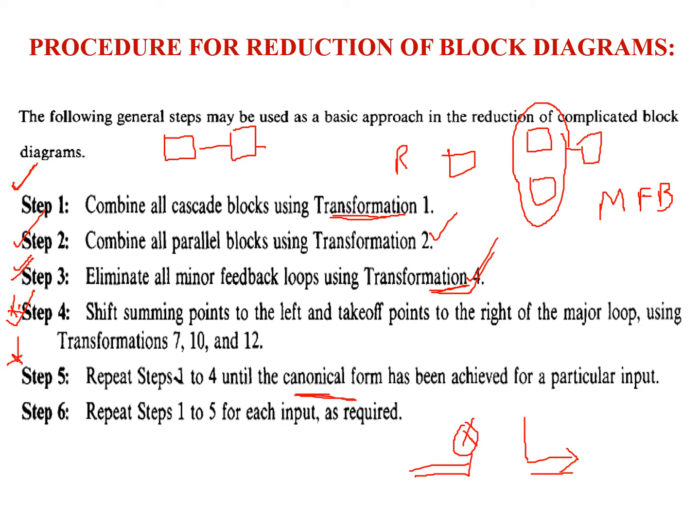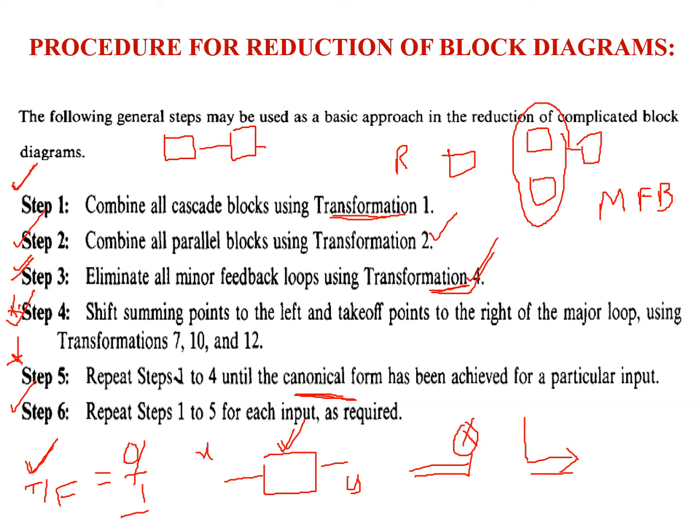Here canonical form is nothing but a single block having a single input and single output. And in the sixth step we are going to obtain the transfer function. Here the transfer function is the ratio of output to the input. By using this canonical form, we just consider the ratio of output to input. Then we get the transfer function. This is the procedure for obtaining the transfer function for a given system.